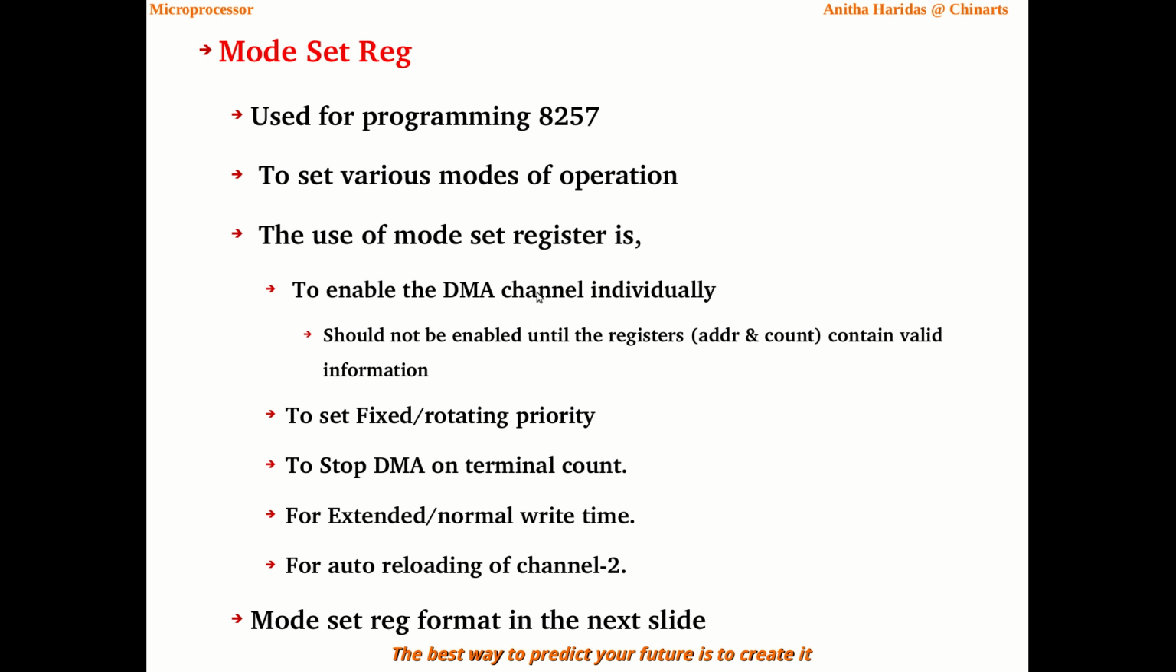So the mode set register is especially used for enabling a DMA channel, for setting the priority for each and every channel, or for stopping the DMA on a terminal count. The terminal count register will have the number of bytes. Whenever bytes are transferred, the count will be decremented. When the count reaches 0, the DMA operation will be stopped. That will be set by the mode set register. Or if you want to extend the write time, that can also be done. Or if you want to do the auto loading, that can also be done.